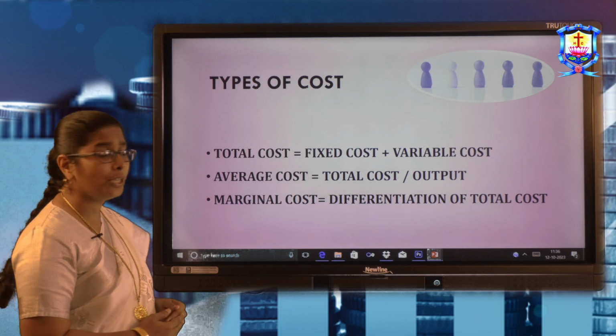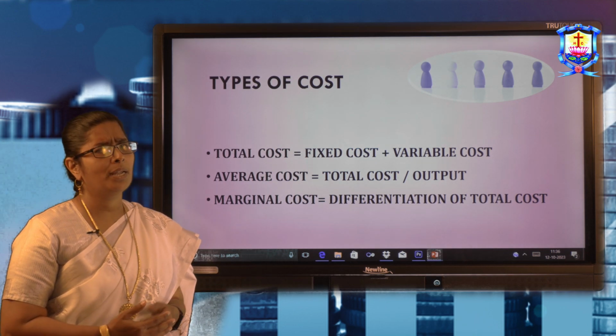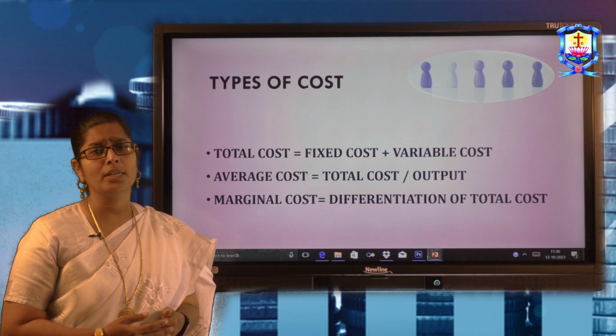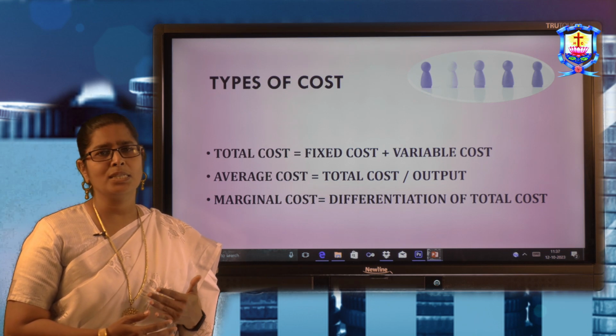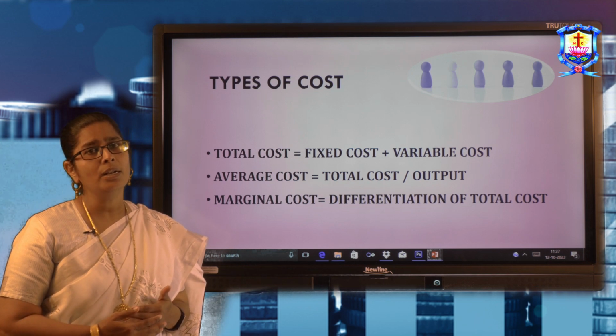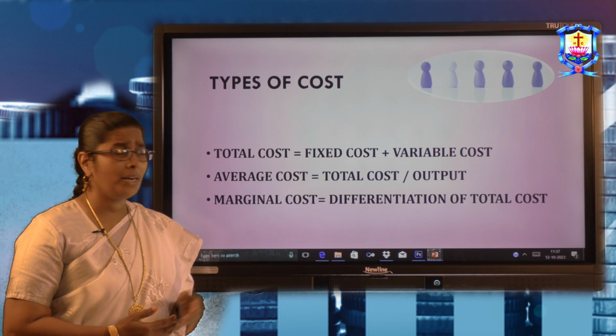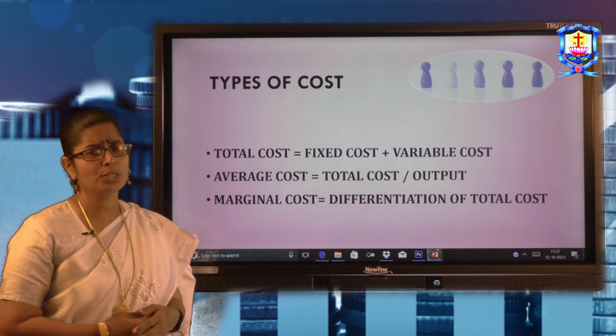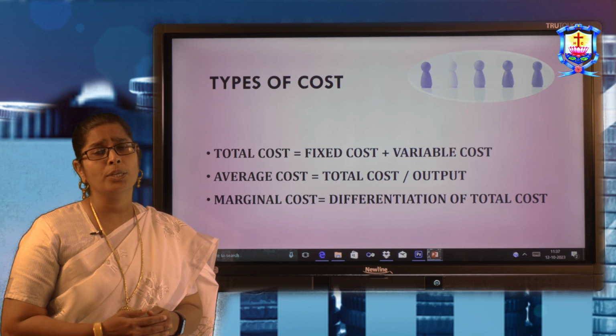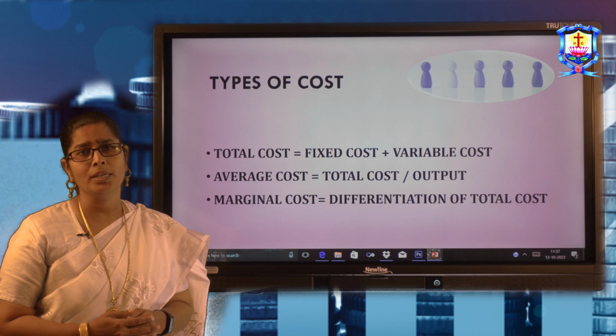Then we are going to see the average cost, which can be easily calculated when we divide the total cost by the quantity. Then what is marginal cost? An addition made to the total cost is simply called a marginal cost.